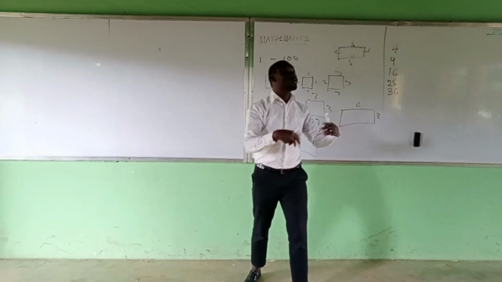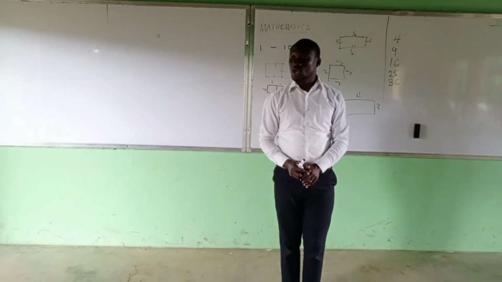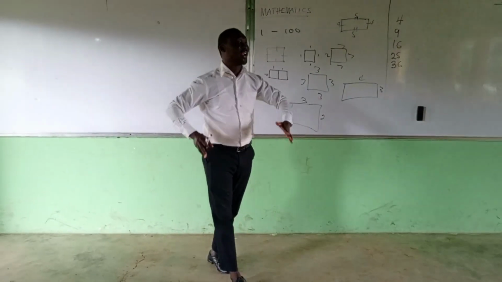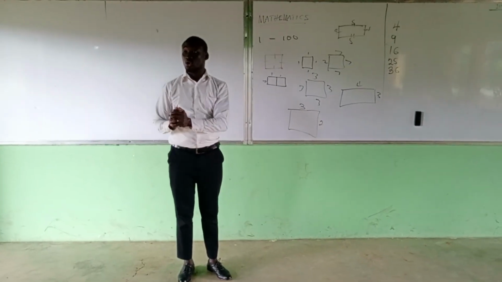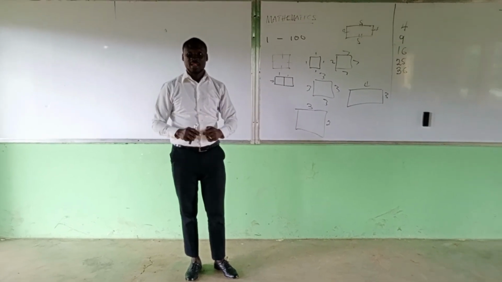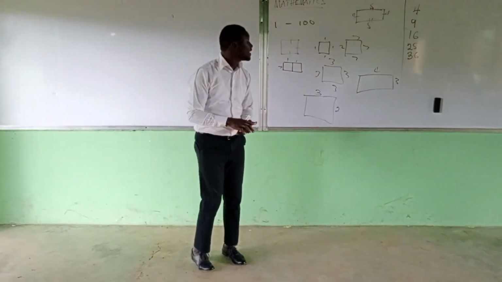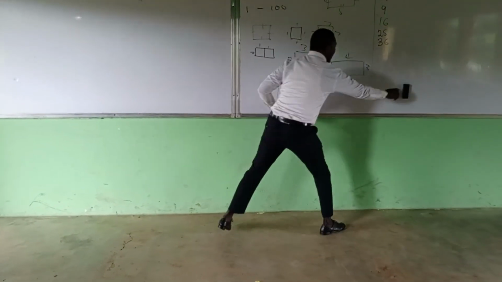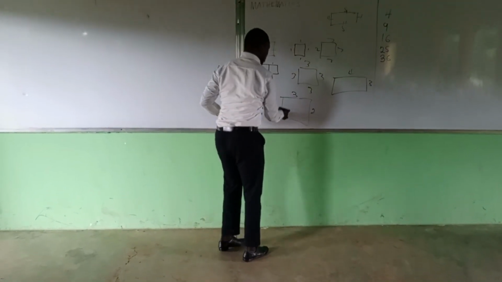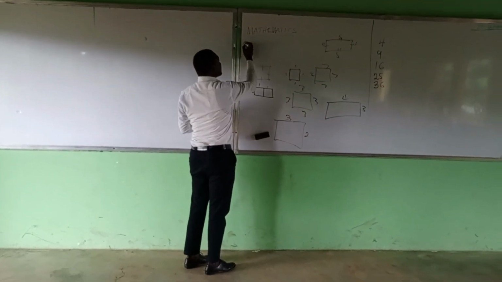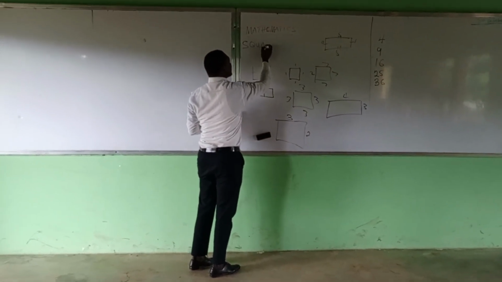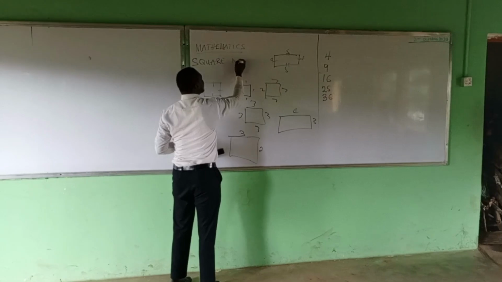So we are going to continue the arrangement until we find other numbers that can also form a square. And this will lead us to our topic: square numbers. Say square numbers. Square numbers. Again, square numbers.